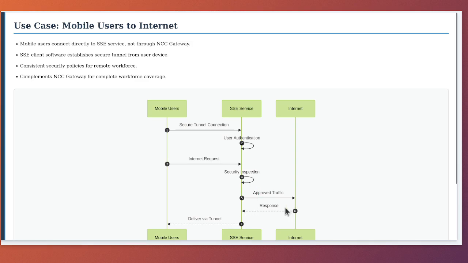This use case is entirely handled by the SSE partner's infrastructure. The NCC Gateway is not involved because the mobile user is not connecting through your on-premises network or cloud interconnect. However, this use case complements NCC Gateway by providing consistent security for your entire workforce, whether they are in branch offices connecting through the gateway or working remotely as mobile users.